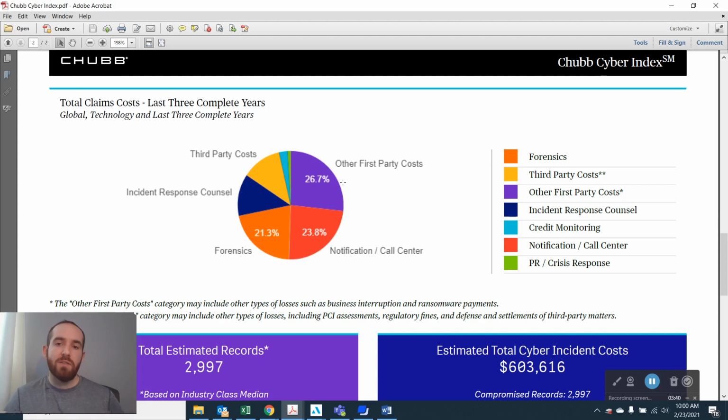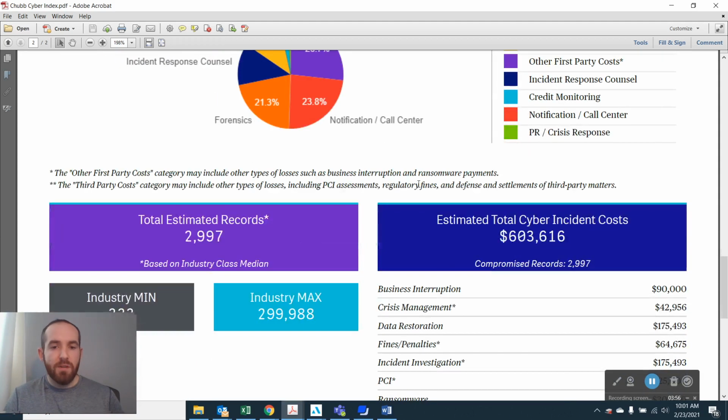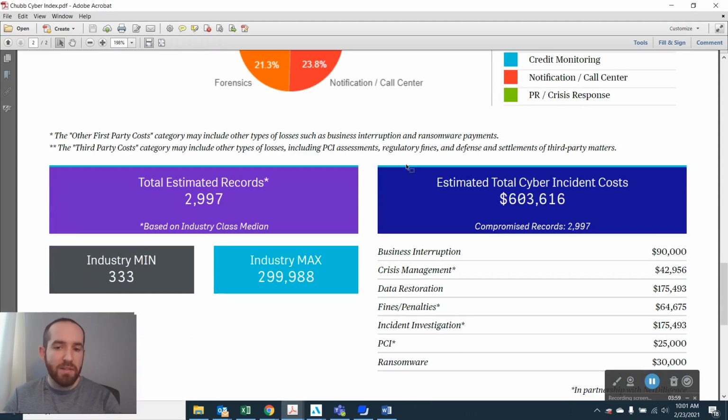So first party costs would be covered by cyber insurance for whoever owns the cyber insurance policy, the insured. It's going to help your business. Third party costs would be third parties you work with, whether that's vendors or clients or partners in your business.